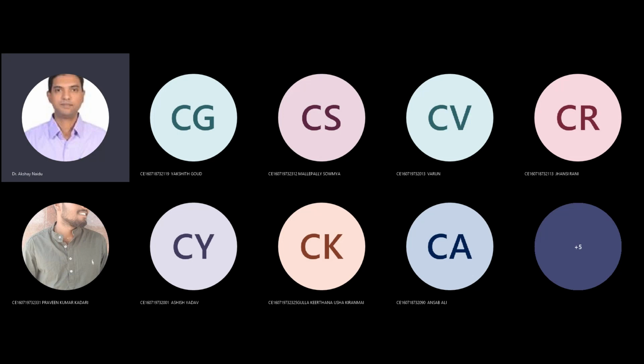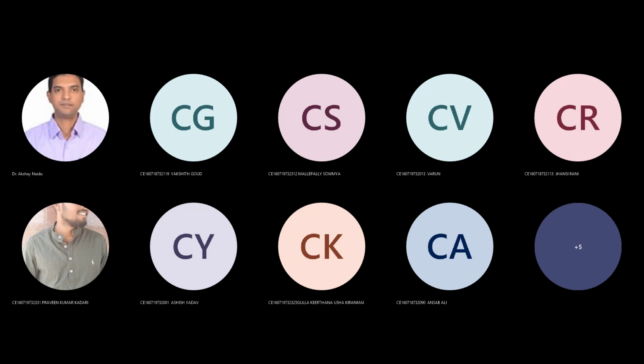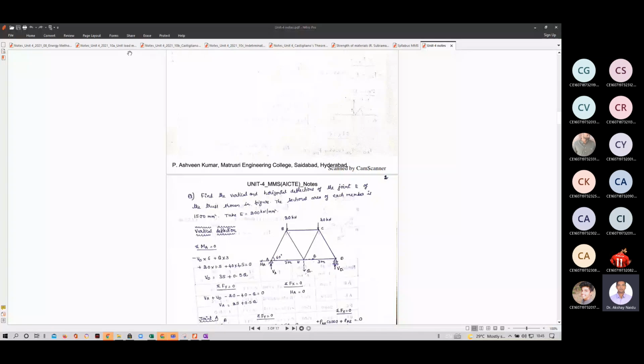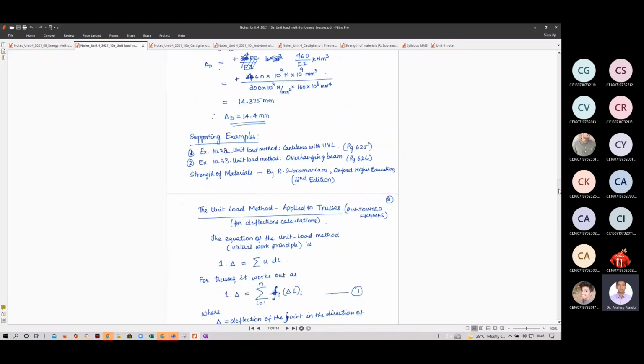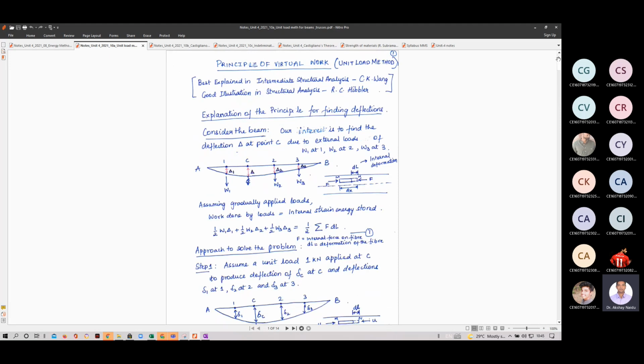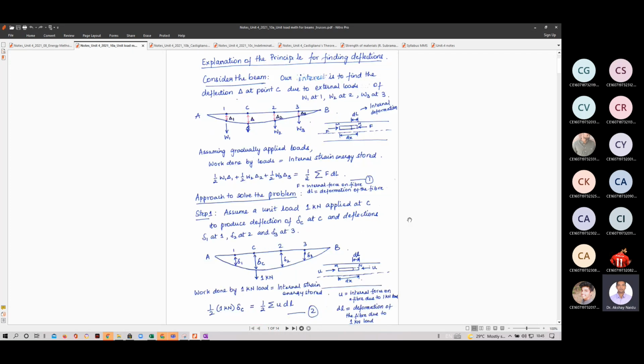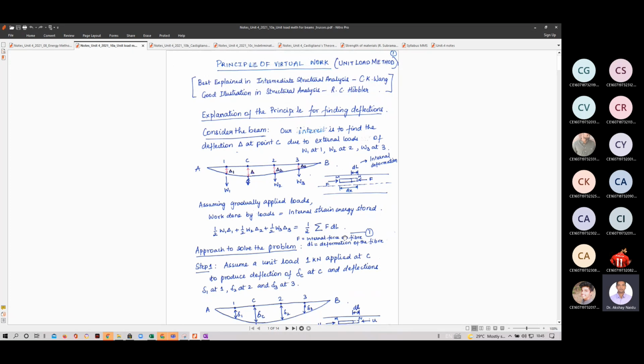Next is the principle of virtual work. We'll start that. This is a concept a little more involved than Castigliano's theorem, in fact, but it's a very powerful method of finding a solution. These are the books from which notes are given. Principle of virtual work, you don't have to find the proof, but the concept, you understand the concept.